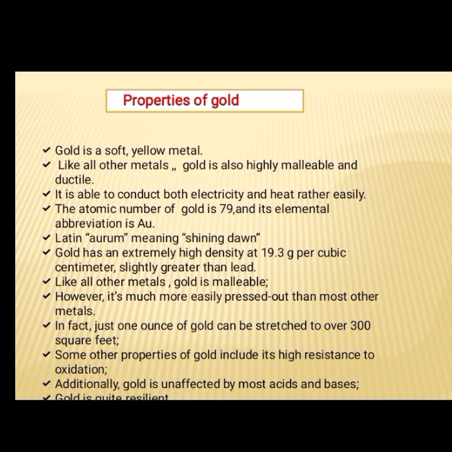Gold has an extremely high density at 19.3 grams per cubic centimeter, slightly greater than lead. Like all other metals, gold is malleable. However, it is much more easily pressed out than most other metals. In fact, just 1 ounce of gold can be stretched to over 30,000 square feet. Some other properties of gold include its high resistance to oxidation.